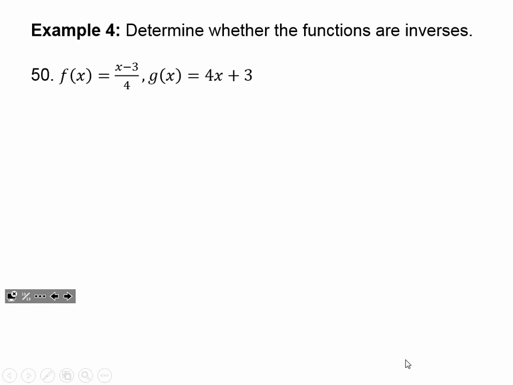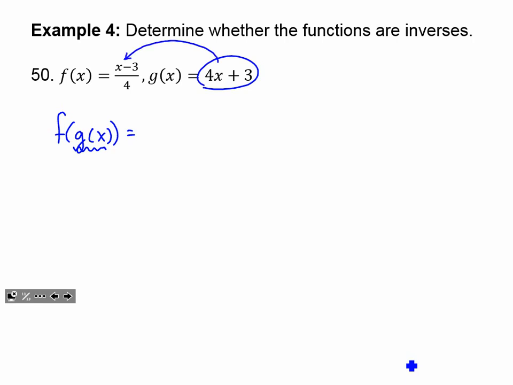Example 4, determine whether or not the two functions are inverses. Well, this is where we are going to test f of g of x. Meaning, if I run an x value through function g and then through function f, do I get x alone as an output? Well, take a look at what this means.